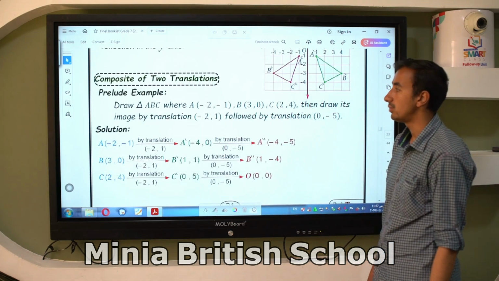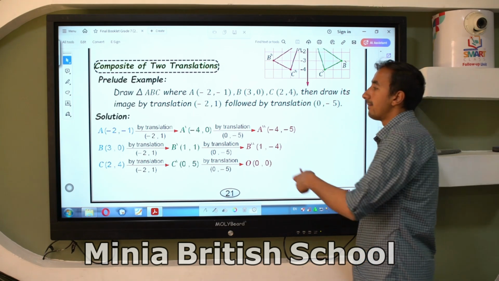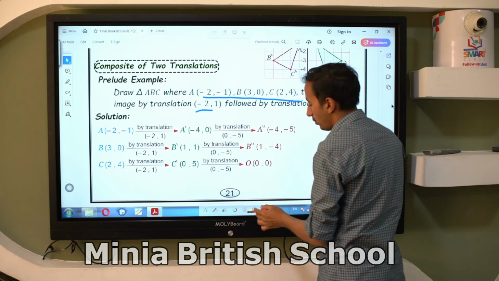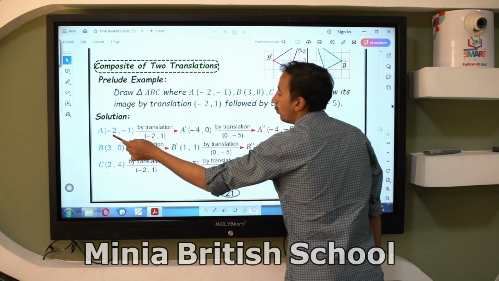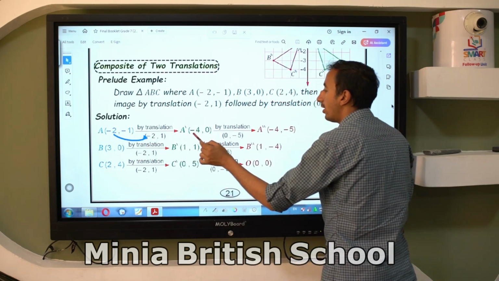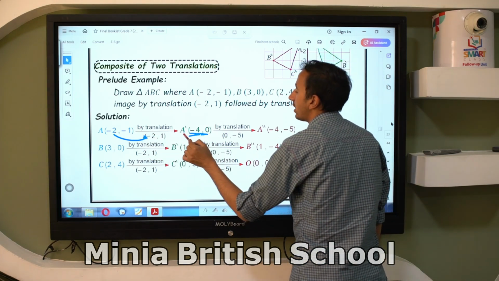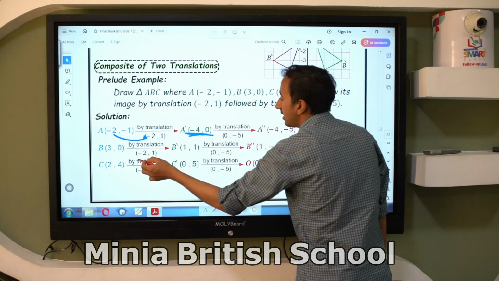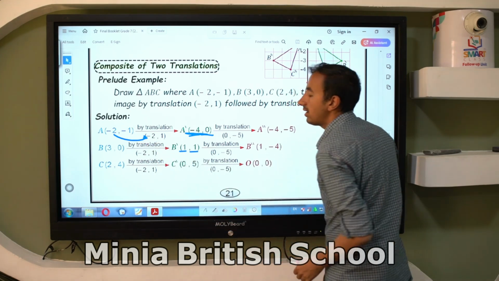Composite of two translations. We have here ABC drawn from a given point, then draw its image by the translation (-2, 1). So by translation (-2, 1): 2 plus -2 is 0... A' is (4, 0). For B': 3 plus -2, 0 plus 1 equals 1, so (1, 1) is B'.